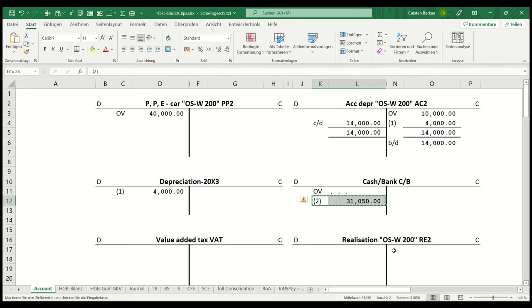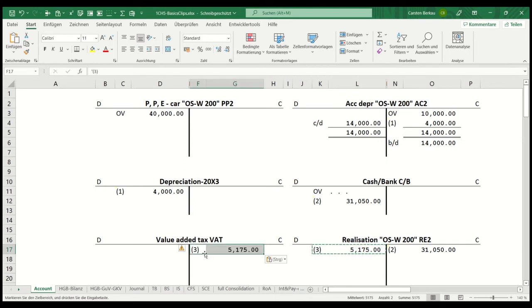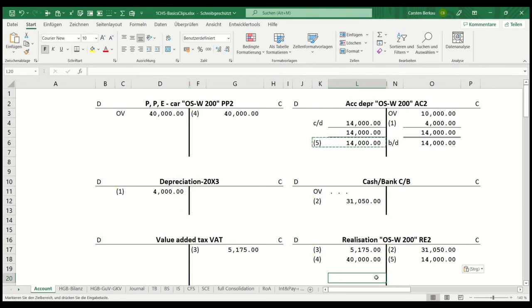The contra entry is in the realization account. The company is registered for VAT reduction. For that reason, we have to record bookkeeping entry number 3. 5,175 is the output VAT, which we debit to the realization account and credit to value added tax. The next 2 bookkeeping entries are to close off the property, plant and equipment and the accumulated depreciation account to realization. Next, I must balance off the realization account.